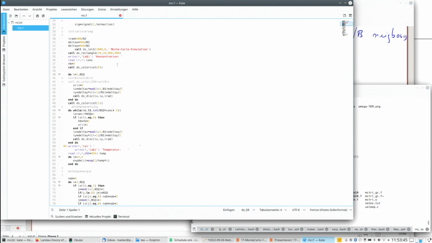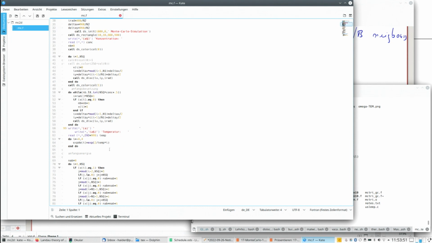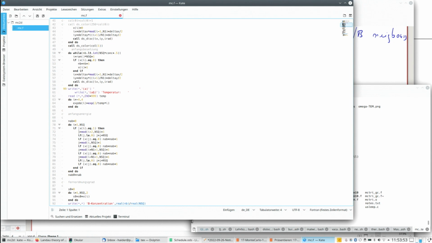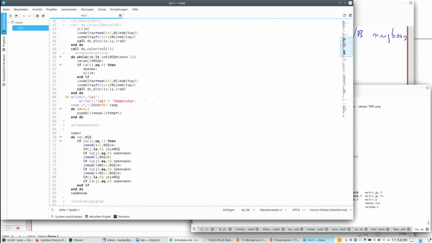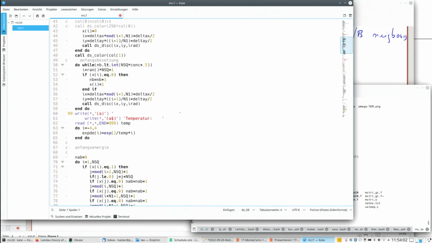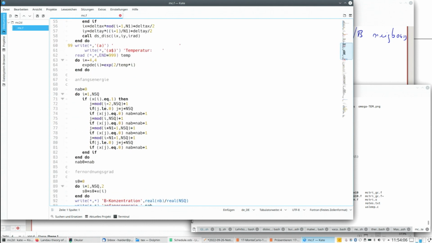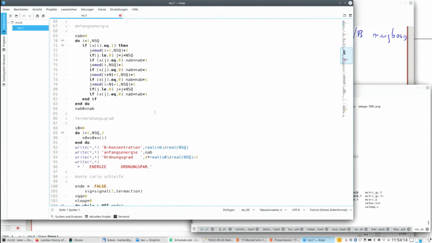So that's the initialization of this 2D lattice on a square lattice here. This is some plotting arguments here. Can you zoom into it? Yeah, sorry. Like this? Here you calculate the initial energy and set up this number of B neighbors and the periodic boundary conditions.